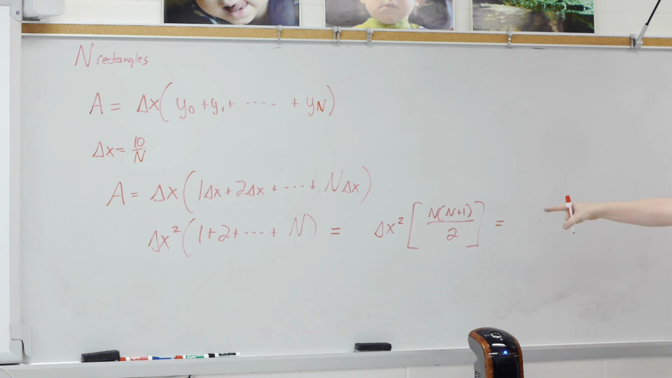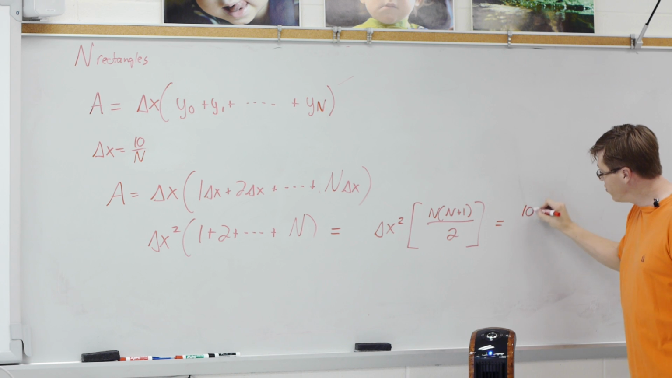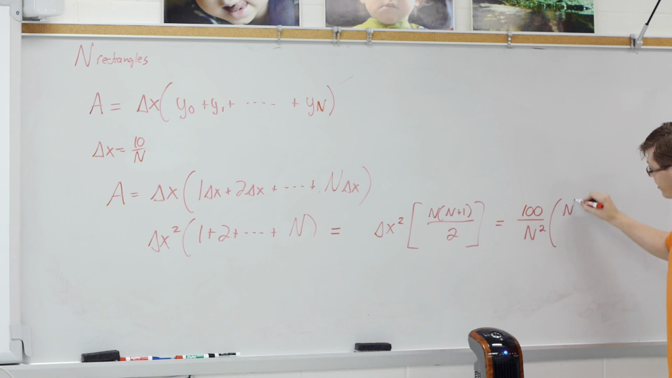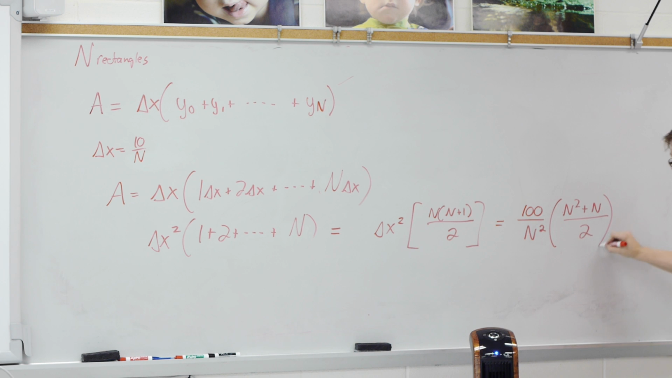And now all I need to do is plug in what delta x is. You already told me that delta x is 10 over n. So this is 100 over n squared times, and I'm going to multiply that top out, n squared plus n over 2. One more little algebra step, I'll call this 50 times n squared plus n over n squared. So this formula will tell me, with however many rectangles I have, what my approximation is. So if you plug in 100 rectangles, 3 rectangles, 25 rectangles, this formula works.